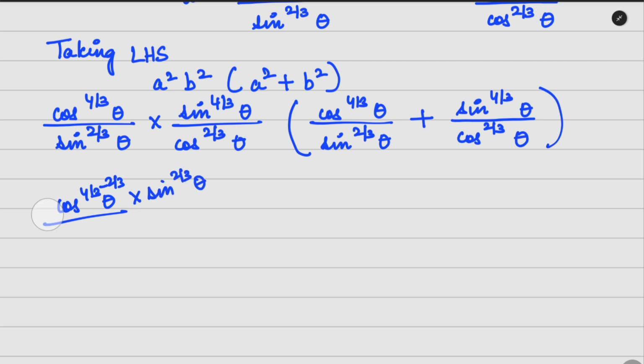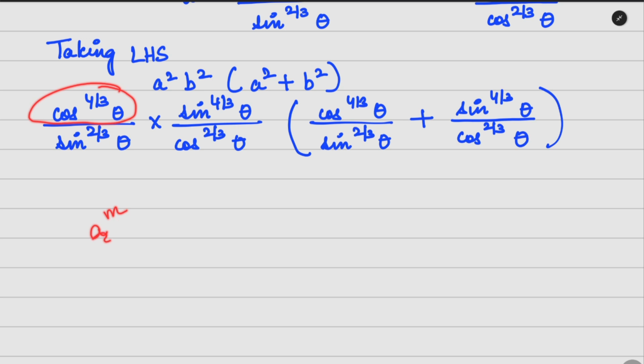Okay, so this is what I'm going to write. When you simplify, it is very similar to a to the power m divided by a to the power n, which is nothing but a to the power m minus n. So here, cos 4 by 3 theta divided by cos 2 by 3 theta is nothing but 4 by 3 minus 2 by 3, which is 2 by 3. So you will have cos 2 upon 3 theta multiplied by, in the same way, sine 4 by 3 minus 2 by 3, which is 2 by 3 theta.